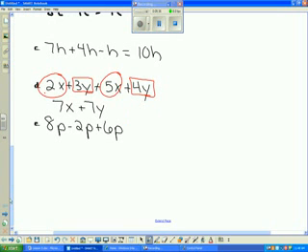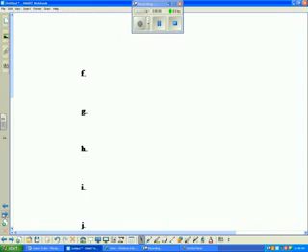Okay, last one down. Are they all common? Yeah. So you just leave it like that. We leave it like this, and now we just subtract coefficients. 8 minus 2 is 6, plus 6 is, so you should get 12p. How'd we do? No problems? Okay.